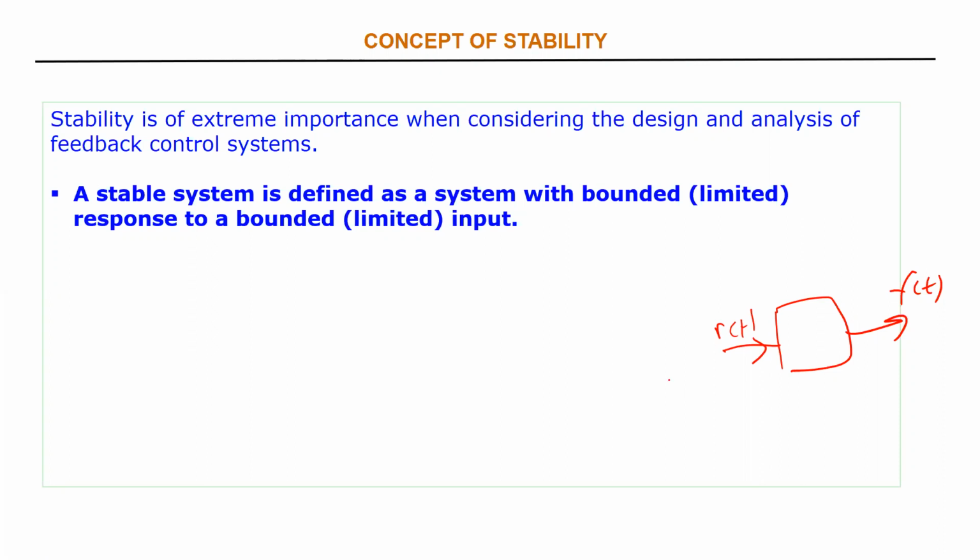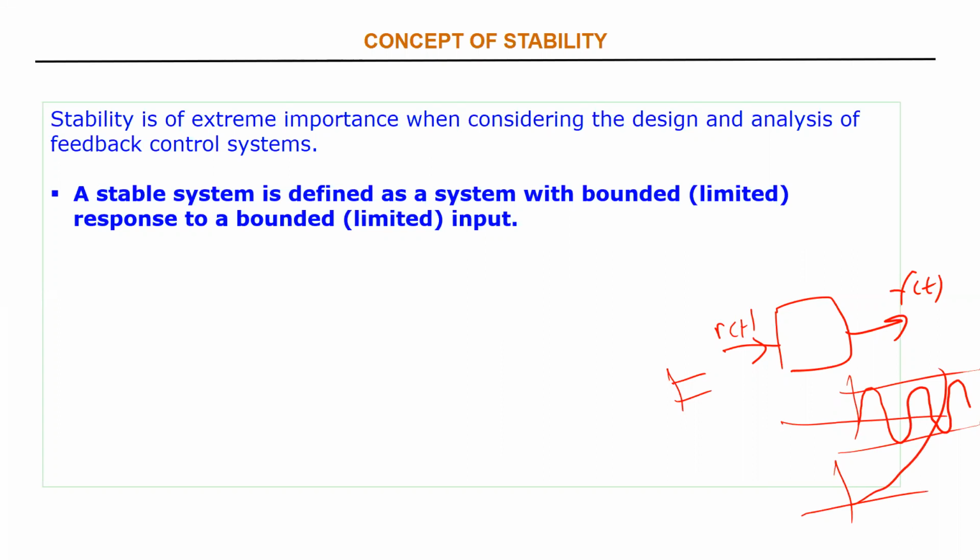Suppose I have a step input, and my output looks like this. Is this system stable or unstable? It should be stable, because I can put a bound in here. Let's call it BIBO stable. Exactly. So if the response is like this, it becomes unstable.